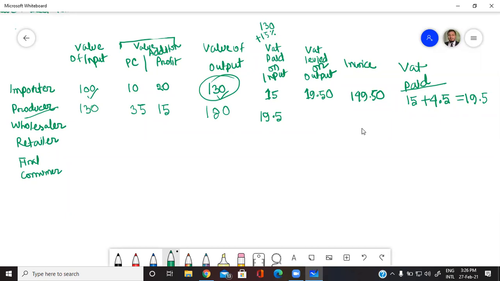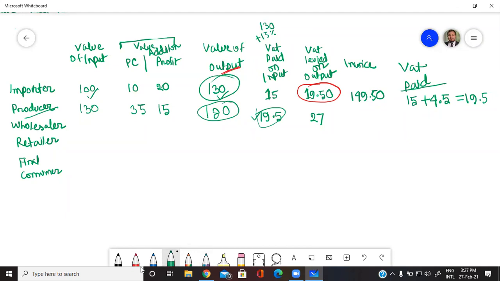Invoice price will be 199.50. How? It is the VAT he has already paid. Yes, sir. When the producer sells the good to the wholesaler, the producer will impose VAT of 15% on the output value. So 15% of the output value, which is 27. Don't forget here, it was also based on what? 100 or 130? This one is based on 130 or 100? 130. This one is output value? Yes, sir. Okay. So let's continue.